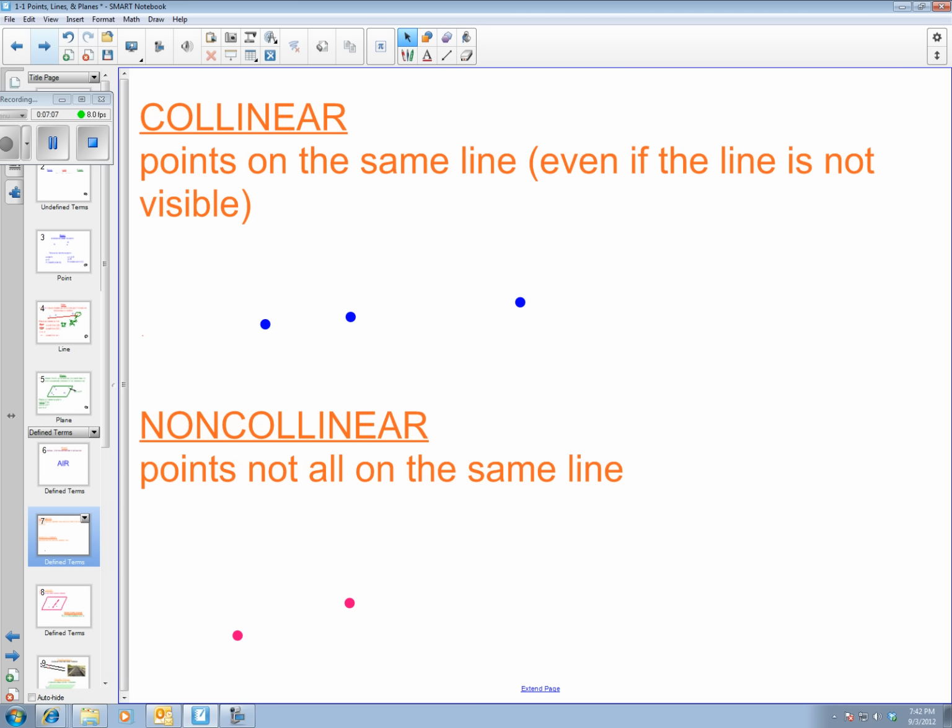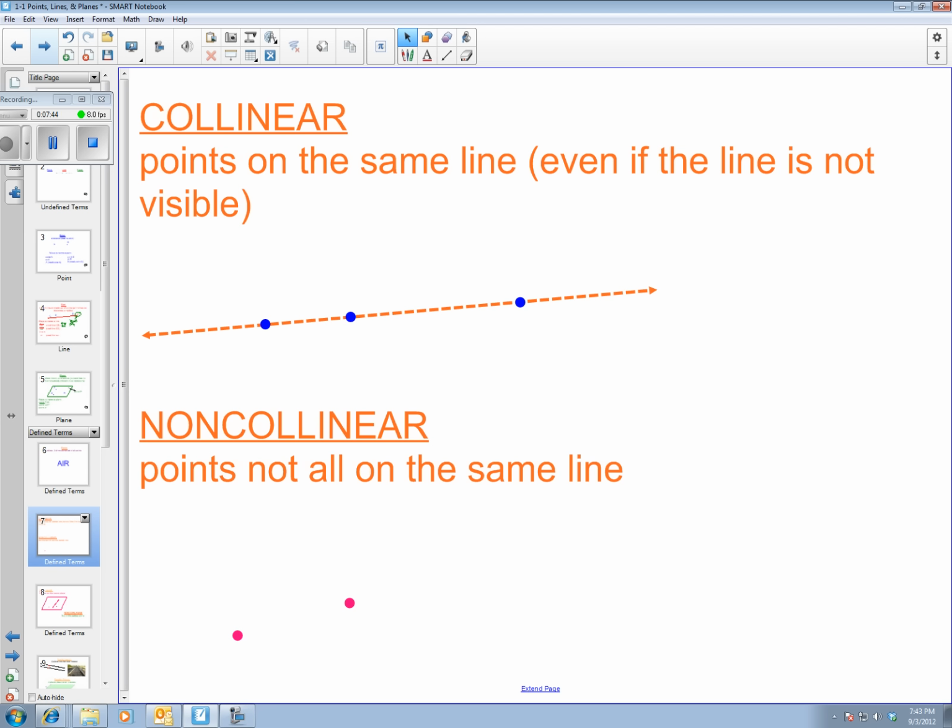You will notice with this first lesson there is a lot of definitions, so be careful to be writing down all these definitions. Next is collinear. We will be using this word a lot, so if you're not sure what it means, make sure to ask. Collinear is simply points on the same line. In this case, we have the three blue dots. They are collinear even though we cannot see the line. I've now displayed the line, and it does indeed connect all three dots.